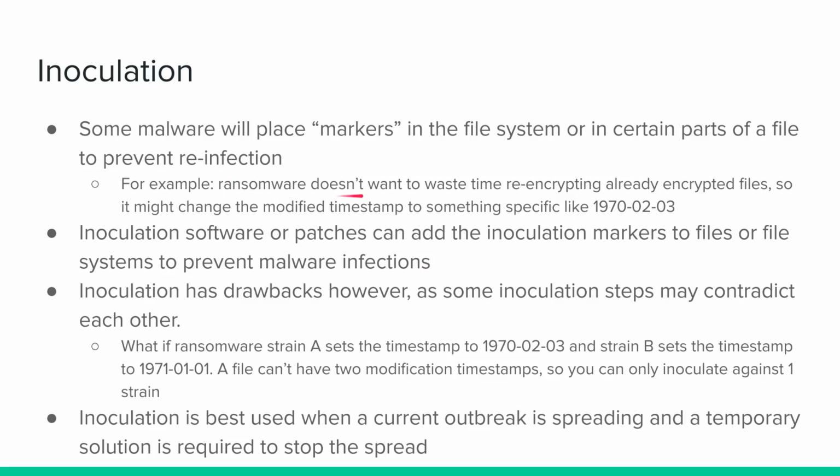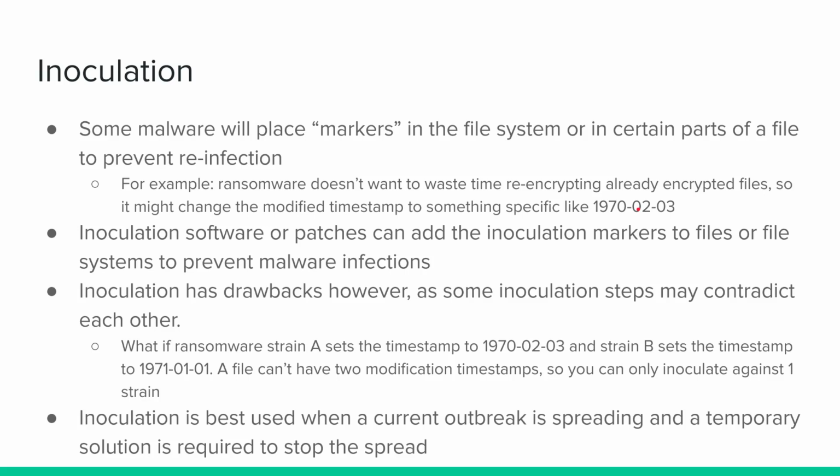We have a ransomware strain that doesn't want to waste CPU cycles by continually iterating over a directory, re-encrypting the same files over and over again. So maybe it writes into the files it's already infected a new modified timestamp, and maybe it sets it to February 3rd of 1970 or something like that. So every time it's about to encrypt a new file, it checks the modified timestamp. If it sees this specific value, it knows, oh, I've already encrypted that, and it can move on to the next file.